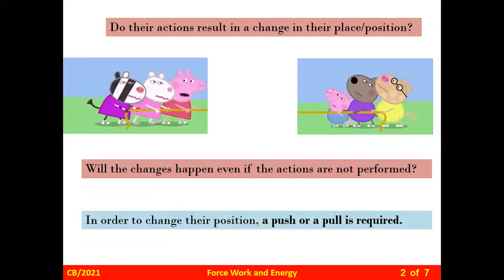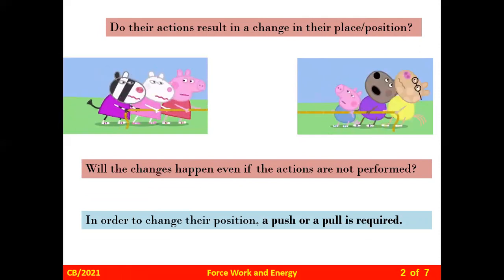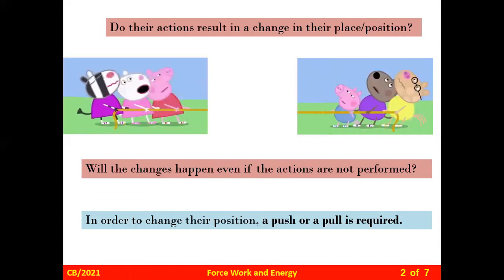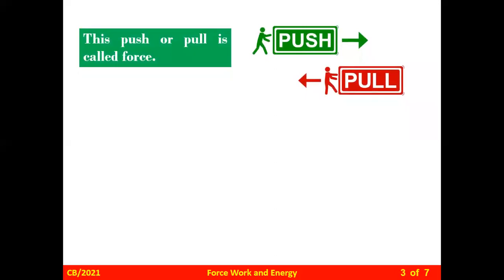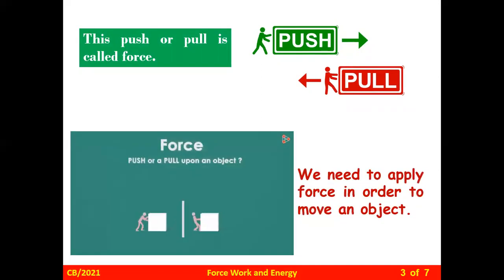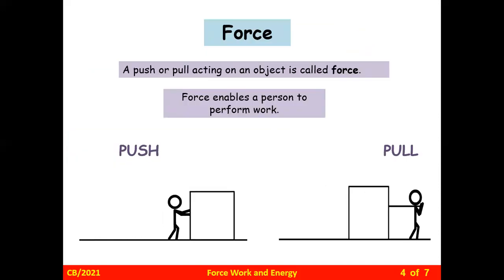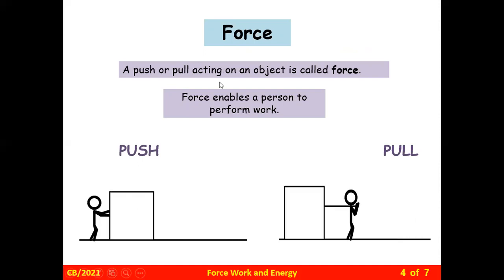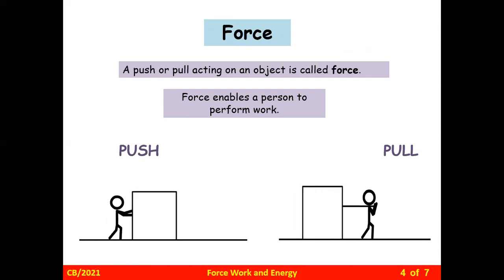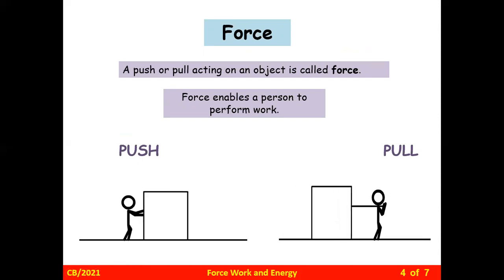In order to change the position or in order to win, either party has to pull the rope really hard or with a lot of force. So in general, there must be a pull or a push. So this pull or push is called force. Force is something which we require to do any kind of job. We need to apply force so that an object can move. So in general, force can be defined as a push or a pull acting on an object, which enables the person to perform one particular task or a work. Force is push or pull.